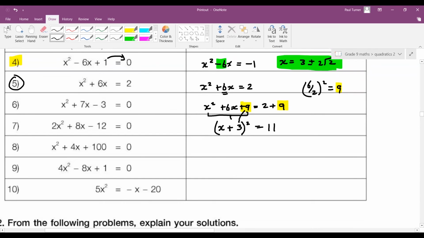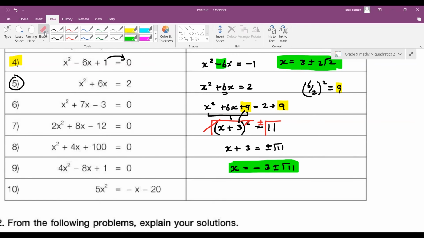So now we have our perfect square. So why don't we just square root both sides like before, and we have plus minus, and then cancel your square. So you'll have x plus 3 is plus or minus root 11. Then the 3 just goes over. So x will equal minus 3 plus or minus root 11, like that. Okay, that's the answer to question 5. So I'll write that up there. If you're copying that, write it down.